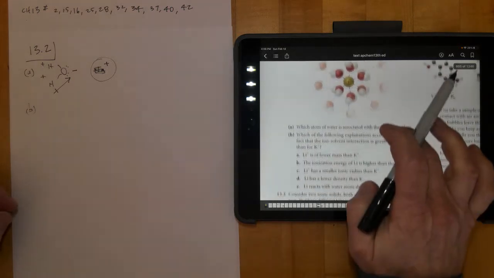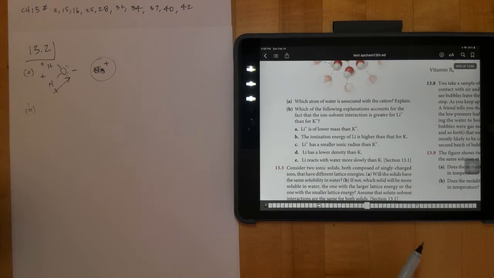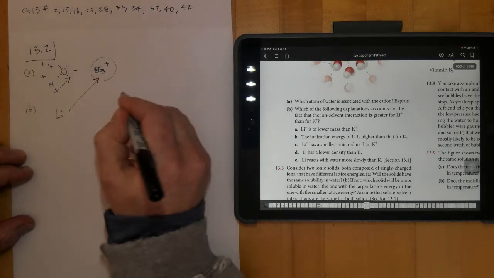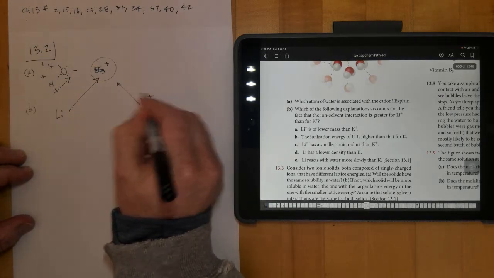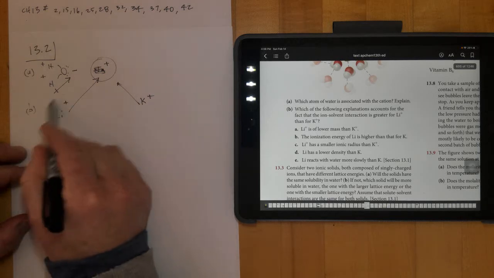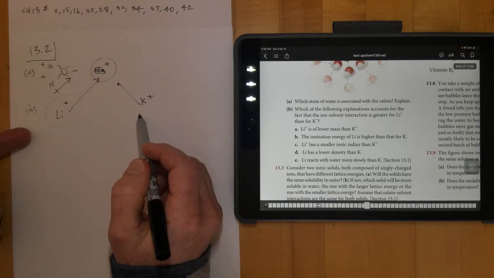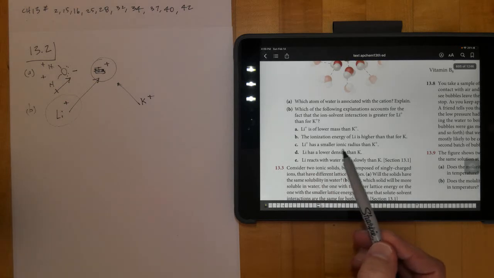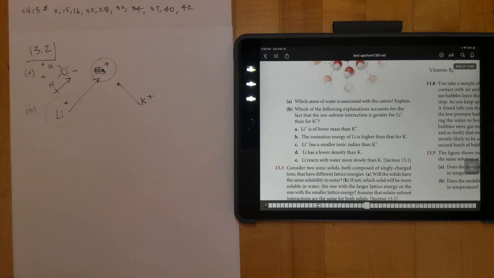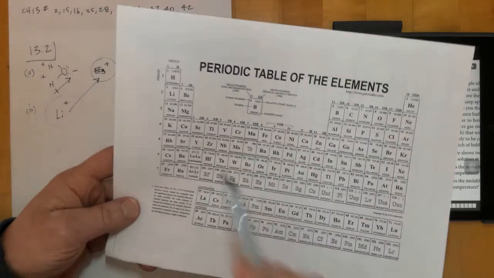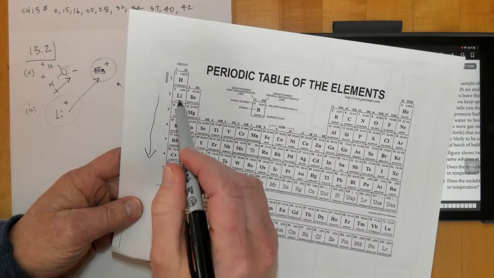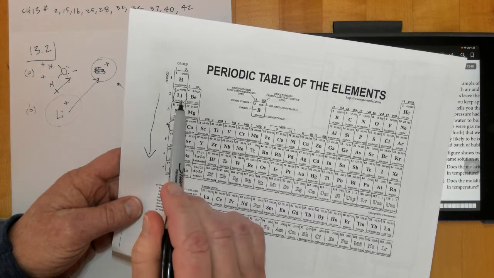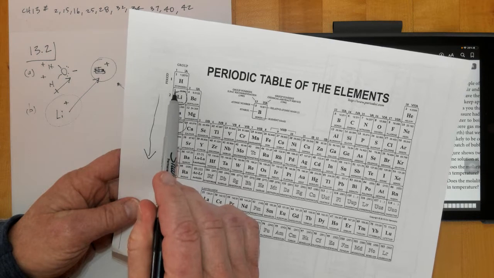Letter B, which of the following explanations account for the fact that the ion-solvent interaction is greater for lithium, so this being lithium, rather than potassium? So why would water more attract to lithium than to potassium? Well, the answer is that lithium has a smaller ionic radius than K+. As you know, radii increase as you go down a group or a family. And here's lithium and here's potassium. So potassium is larger.